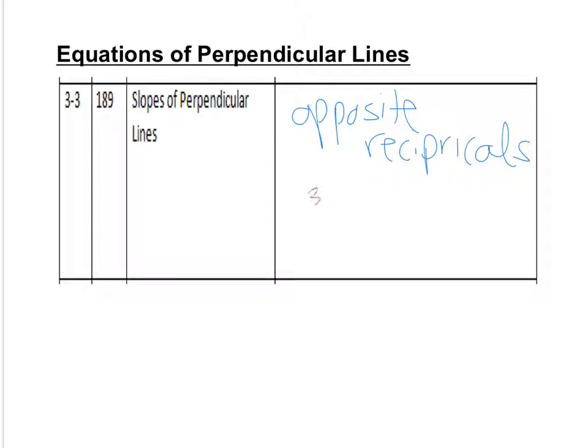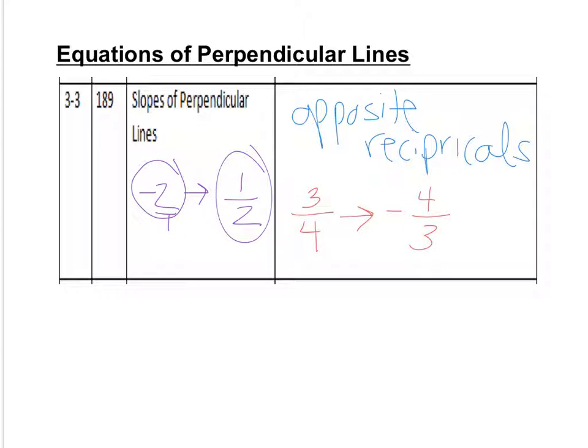So for example, if we have 3/4, the opposite reciprocal will be negative because it's the opposite, and then if we flip the fraction upside down we get 4/3. Another example, say we had the number -2. The opposite reciprocal would make it positive, and the reciprocal of 2 is really 2 over 1, so then we get 1 over 2. So the opposite reciprocal of -2 is positive 1 over 2. Please pause the video to write this down.